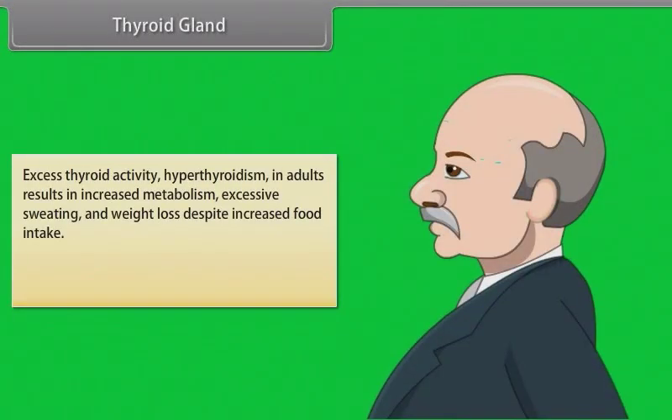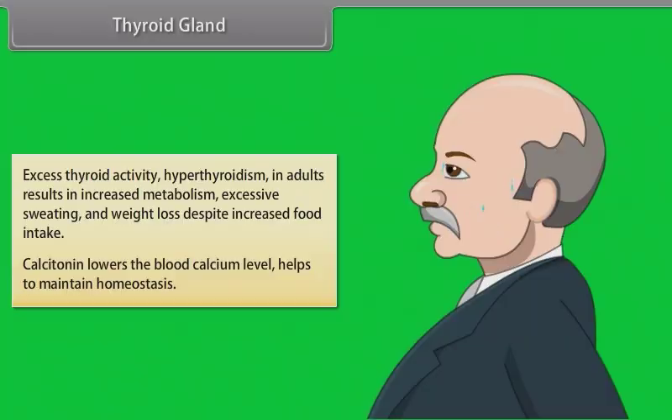Excess thyroid activity, hyperthyroidism, in adults results in increased metabolism, excessive sweating, and weight loss despite increased food intake. Calcitonin lowers the blood calcium level, helps to maintain homeostasis.